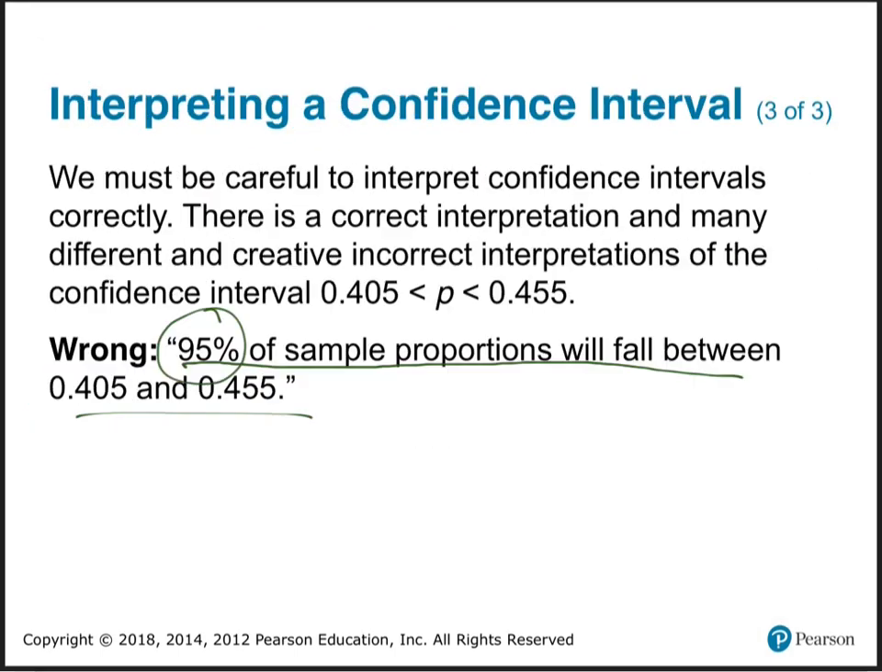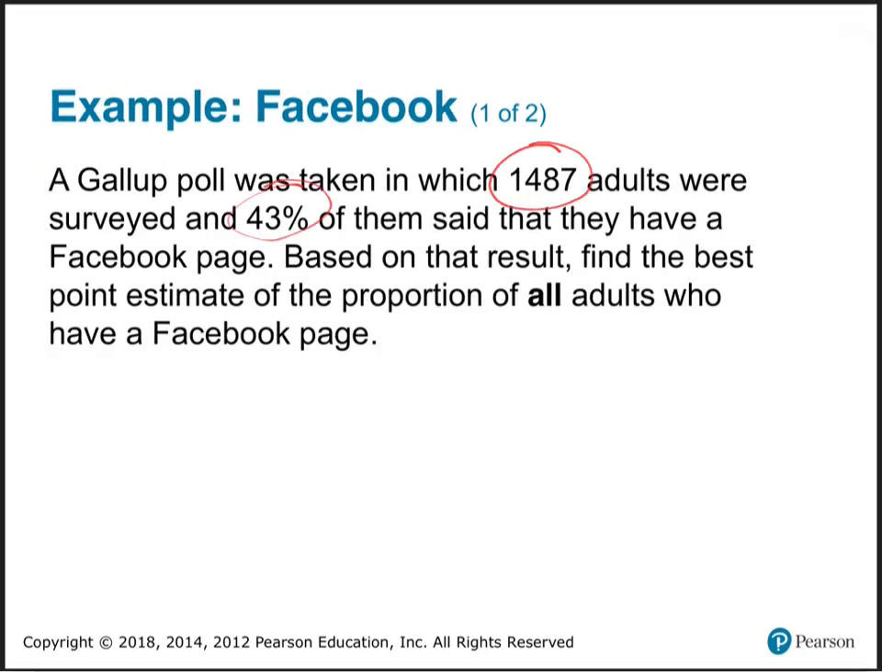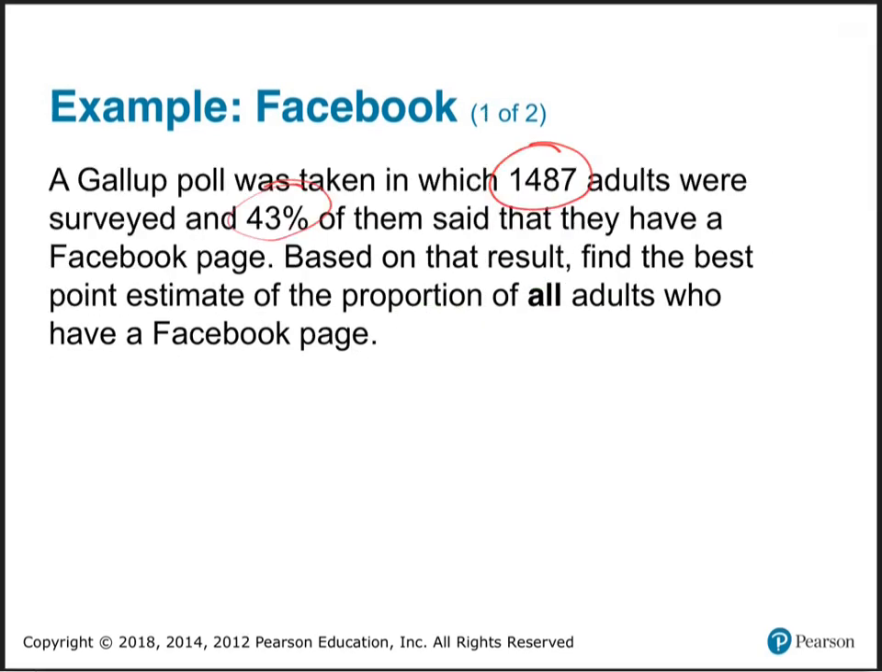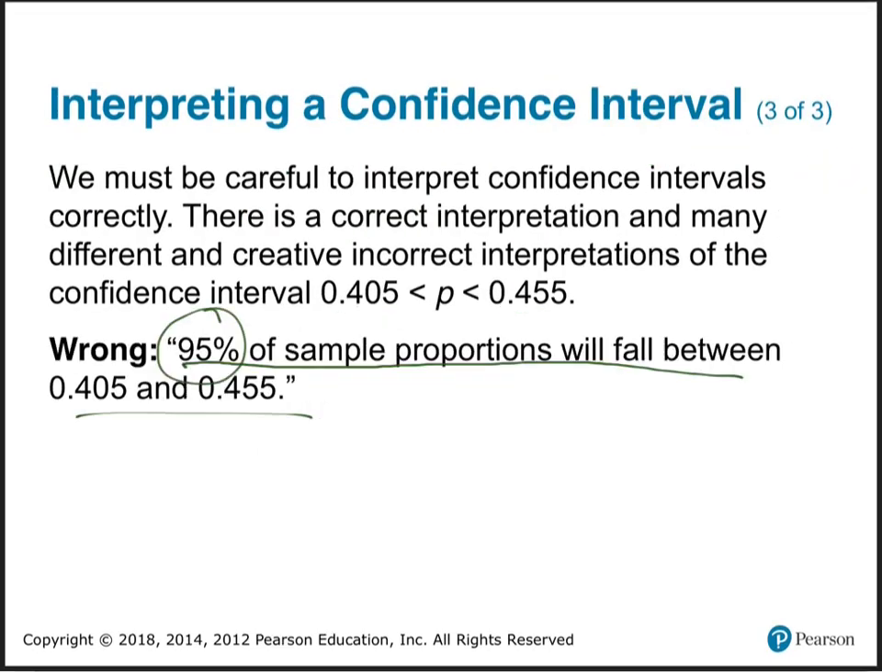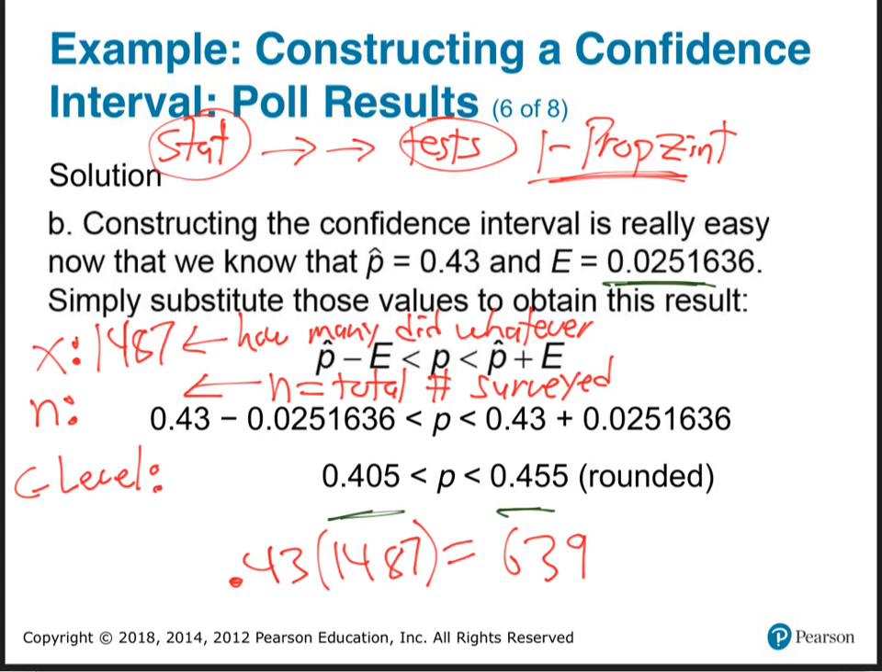So how many did they ask again? I'm going to go back. Here it is, 1487 and 43%. Well, how many? They didn't tell me how many. I guess I'm going to figure that out myself. So this is 1487, and they're telling me 43%. So I'm going to take 0.43 times, this isn't normal. You don't normally have to do this yourself. What is 0.43 times 1487? Somebody have that number? It's 639.